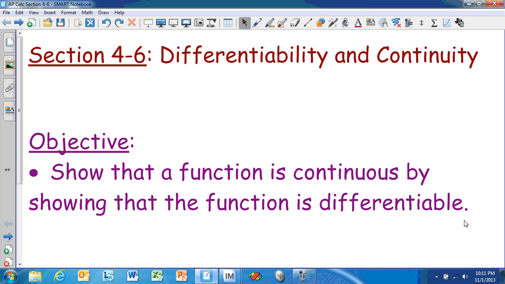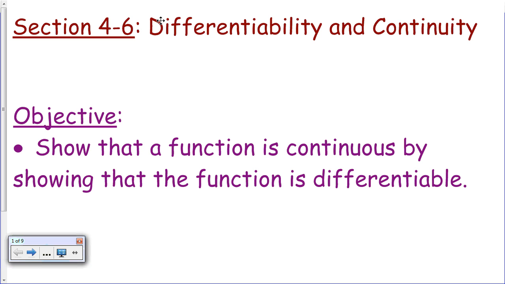Section 4-6 is on differentiability and continuity. The objective of this section is to show that a function is continuous by showing that the function is differentiable. So if you recall what we've studied so far in this chapter, we actually completed our rules for derivatives that we need to know.